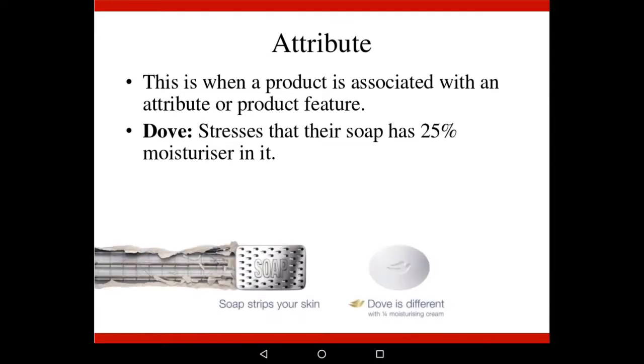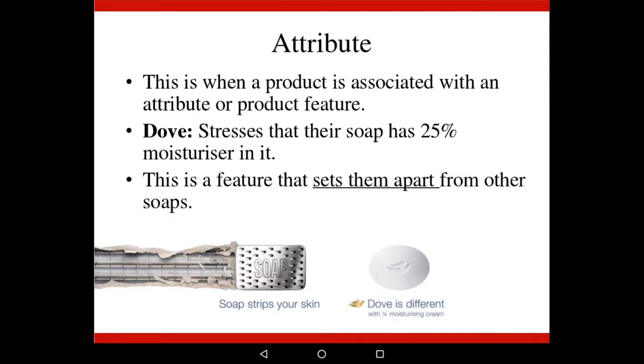Dove is different with a quarter moisturizer cream. Soap strips your skin, but Dove is different. It has a quarter moisturizer cream. So they're saying this is what makes Dove different, is because of its 25% moisturizer. Buy it for that reason. This is a feature that sets them apart from other soaps. Okay, it's their quarter moisturizing cream. Okay, the next one is benefit.